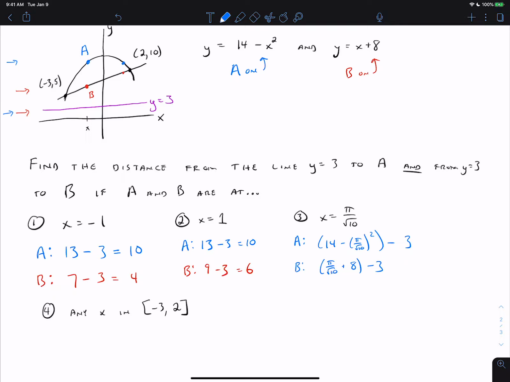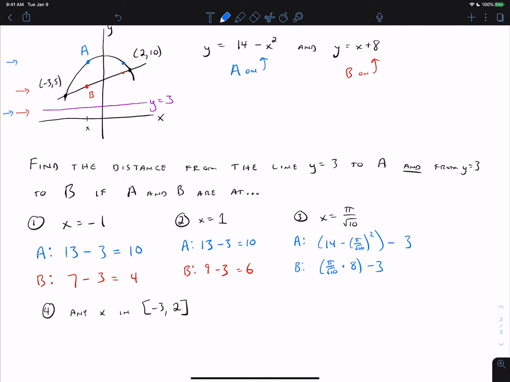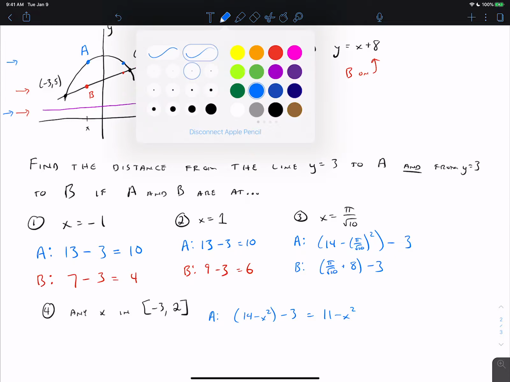So when we talk about, whoops, I should have done that in red, but we're just going to leave it for now. When we talk about any x for point A, it's top y minus bottom y. Well, the top y is 14 minus x squared. The bottom y is 3. Happens to simplify to 11 minus x squared.